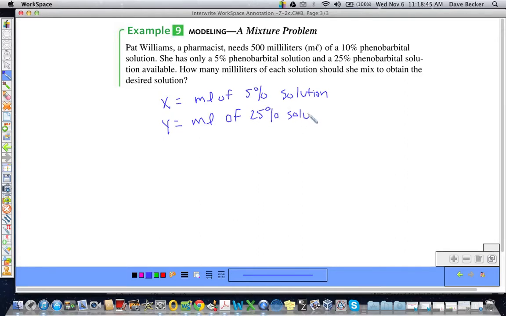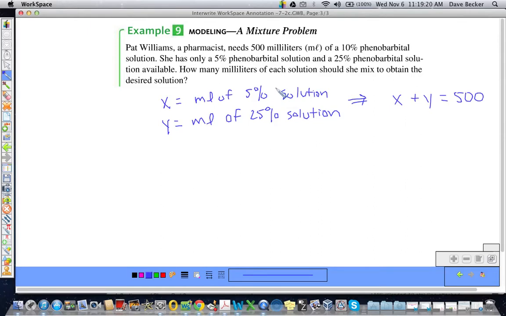So we're going to mix these together, the 5% solution and the 25% solution, to get 500 milliliters. So that implies that our first equation should be X plus Y has to equal 500. So we have one equation. That was fairly simple. We're taking this solution plus this solution, we're mixing them together, and we need a total of 500 milliliters.